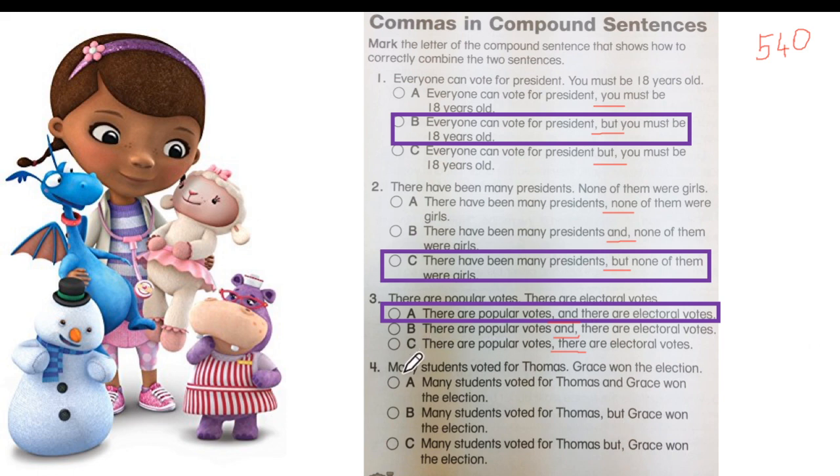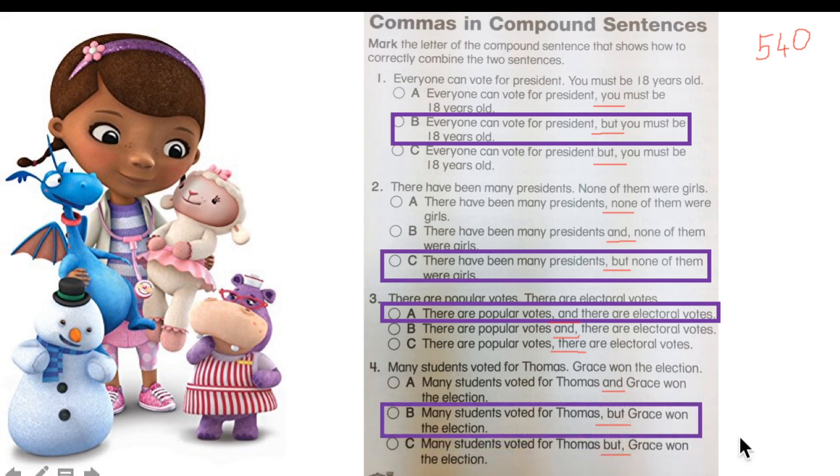Last one, number 4. Many students voted for Thomas. Grace won the election. Many students voted for Thomas and Grace won the election. We have only the conjunction word and. We have no comma. Many students voted for Thomas, but Grace won the election. Many students voted for Thomas, but, Grace won the election. Which one is correct? And without a comma, but with a comma in front of it, or but with a comma after it?